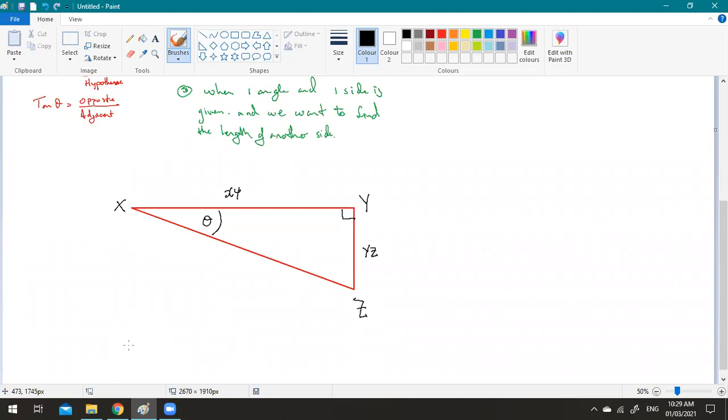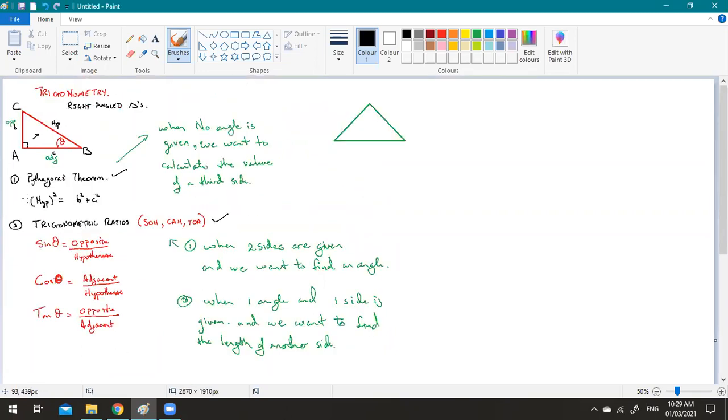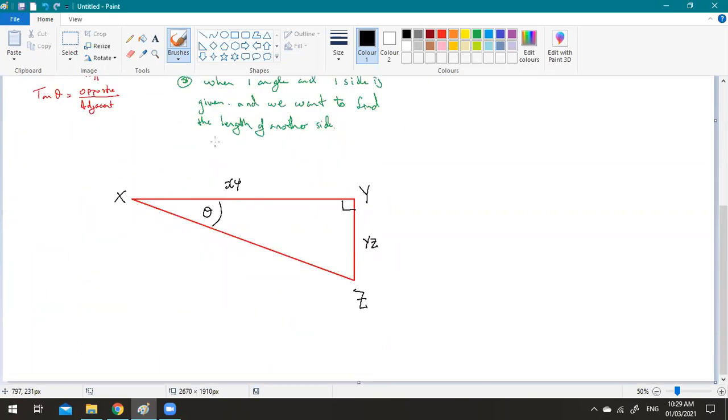Pythagoras theorem? No, Mark. Trigonometry? No, Mark. See this note here, Mark? I want you to pay attention. When no angle is given or shown, we use Pythagoras theorem. So automatically, we're given an angle or shown an angle. Can we use Pythagoras theorem, Mark? No. Good. So scratch that from your mind.